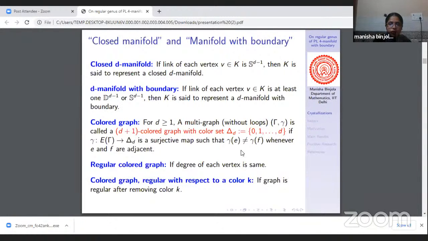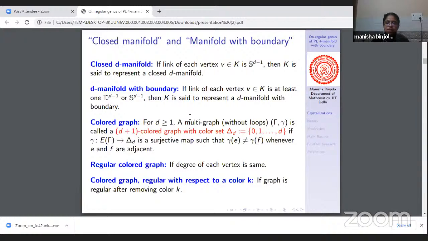Now, closed manifold. If the link of each vertex is a sphere, then we say K, that simplicial cell complex, represents a closed d-manifold. And if the link is a ball, at least one ball should be there, or a sphere, then it represents a d-manifold with boundary. And in this theory, we use graphs as a tool.